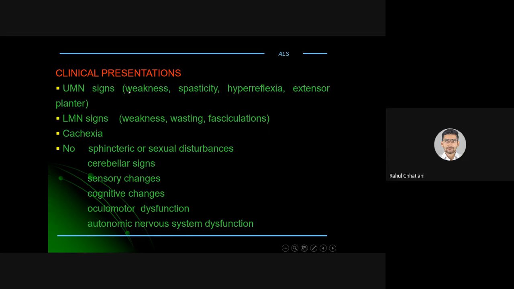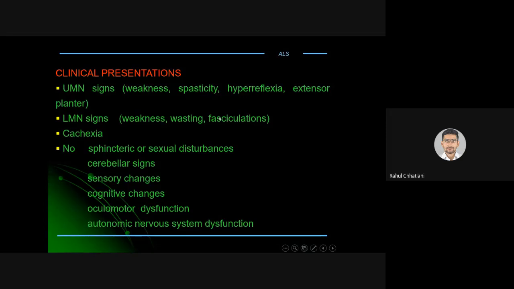So UMN sign, first there is weakness. The weakness is a sign of both UMN as well as LMN. Spasticity is there. Hyperreflexia will be there, and positive Babinski sign, that is extensor plantar response. LMN signs: weakness, wasting, and fasciculation.